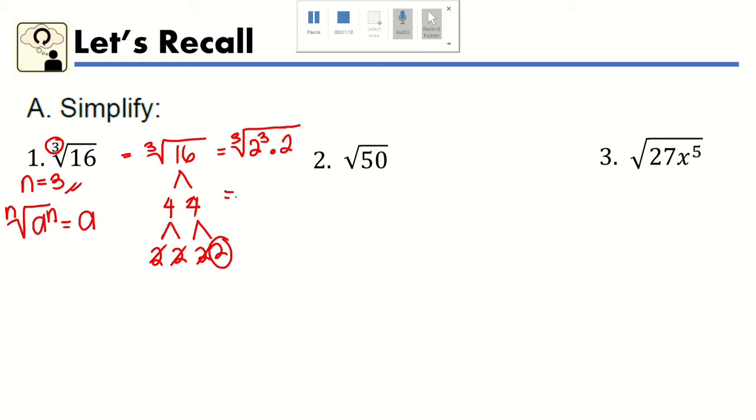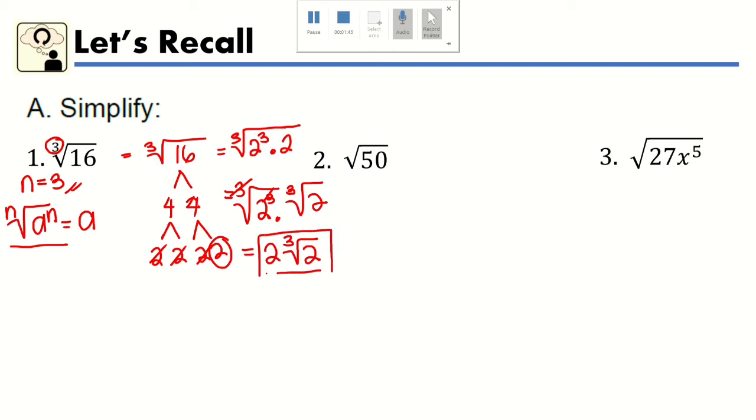Next is, we will now apply product rule for radicals. We have cube root of 2 cube times cube root of 2. And then, i-apply na natin yung property na ito. So, this is cancelled out. Since the index and the power are equal, then the answer is only 2. Then, copy natin yung cube root of 2 since hindi na siya pwedeng i-simplify. So, this is now our answer. The simplified form of cube root of 16 is 2 cube root of 2.